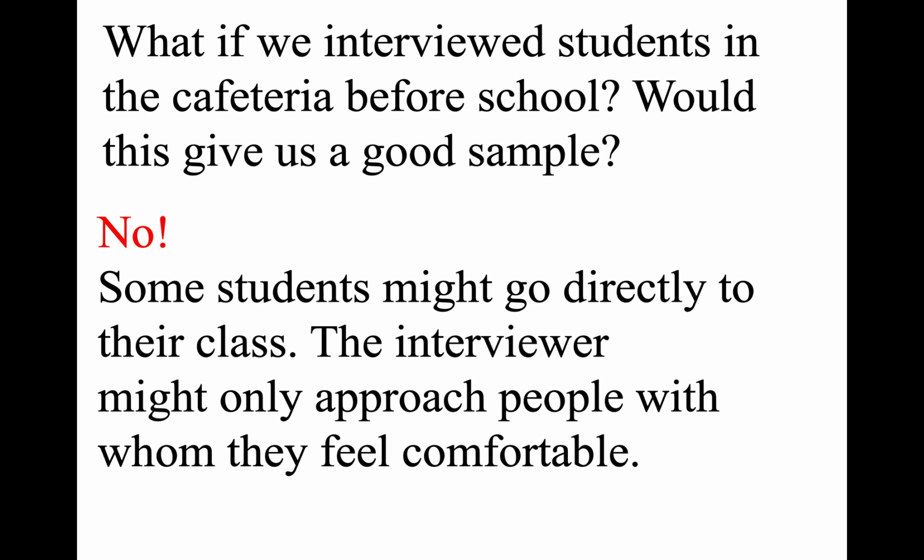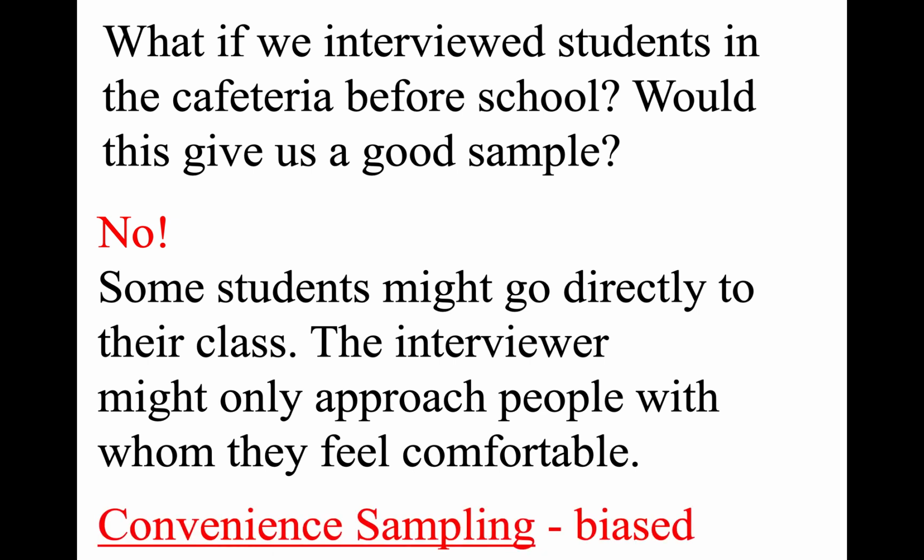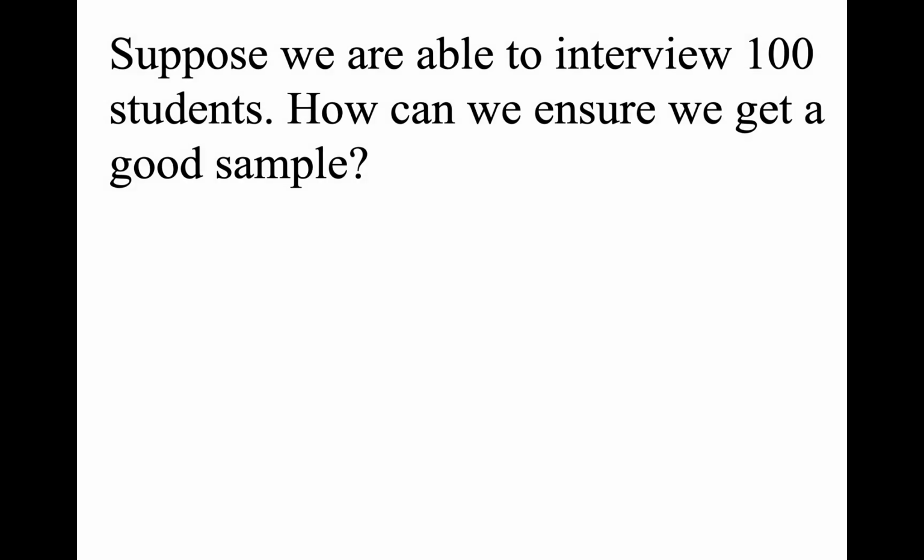And then this other thought about only approaching people that they feel comfortable with. If you were going to survey people at our school, you're probably going to go to your friends. You're going to go to people that you don't feel intimidated by. This is called convenient sampling. And if you think about that, it's very convenient. So a lot of these vocabulary words make sense. It's a very convenient way to sample, to just go to the cafeteria and ask people. But you're going to end up with a biased sample, biased meaning that you're not going to get accurate results when you do that. So suppose that we are able to interview 100 students.